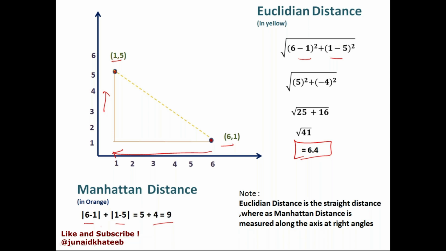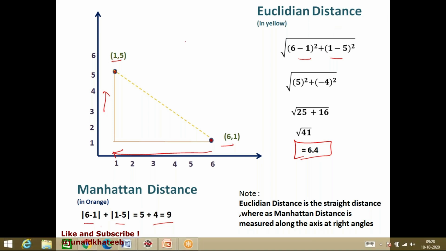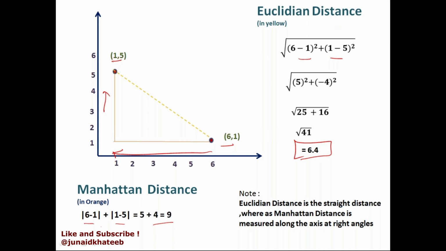Whenever we talk of distances in ML, we'll always talk in terms of Euclidean distances or Manhattan distances. And amongst these two, the Euclidean distance is the one which is used most of the time. So that is what it is, Euclidean distances.